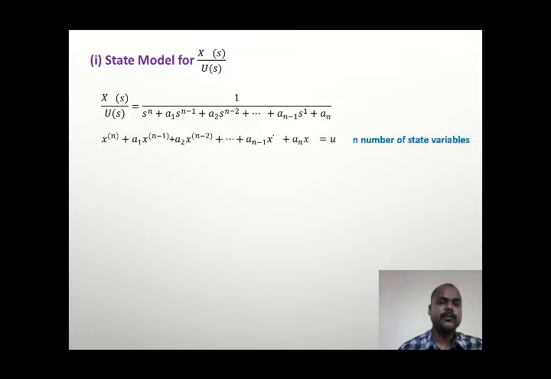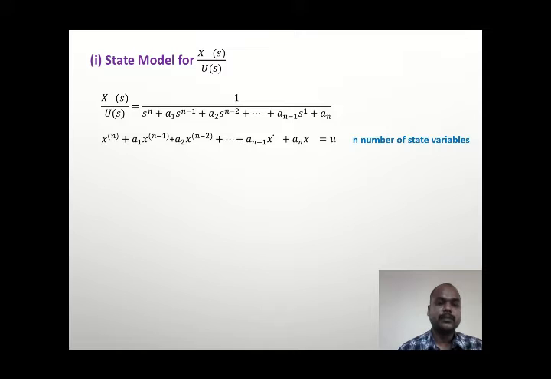This means that we are looking at the nth derivative of x. So this x^(n) does not mean x to the power n. It means the nth time derivative of x. Accordingly, we multiply this X(s) to each and every term, and we can obtain this relationship, in which, by the law of differential, we have n number of state variables.